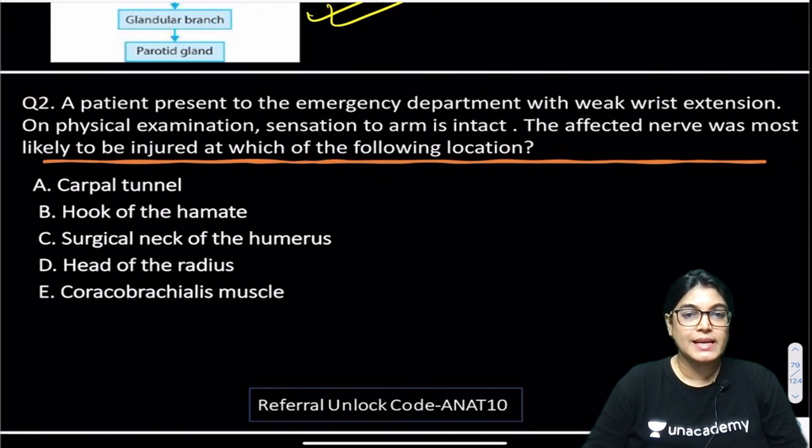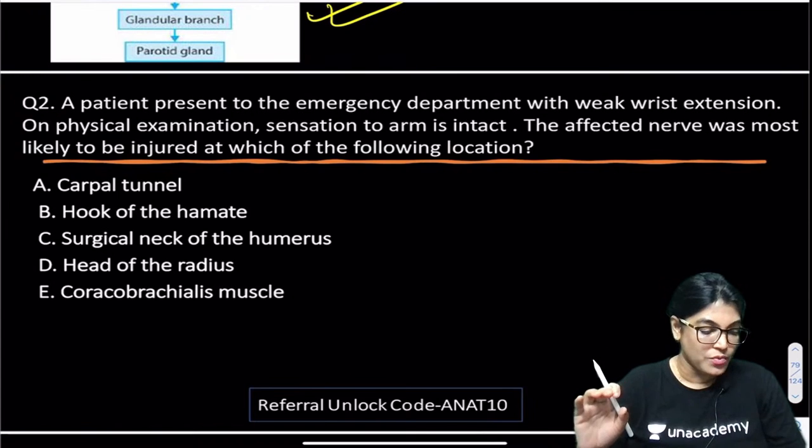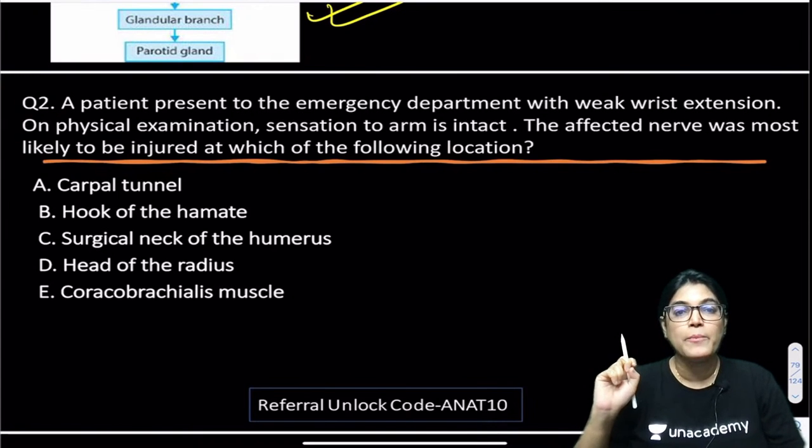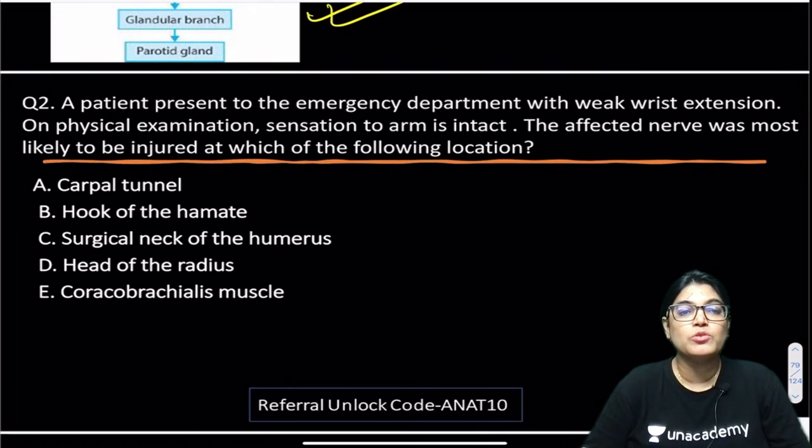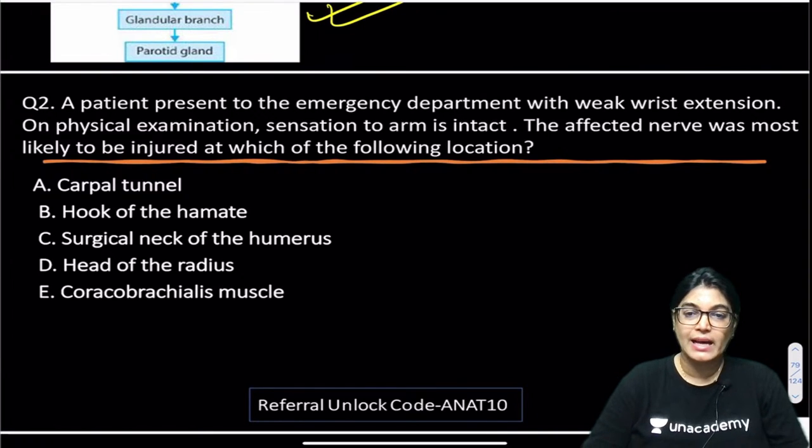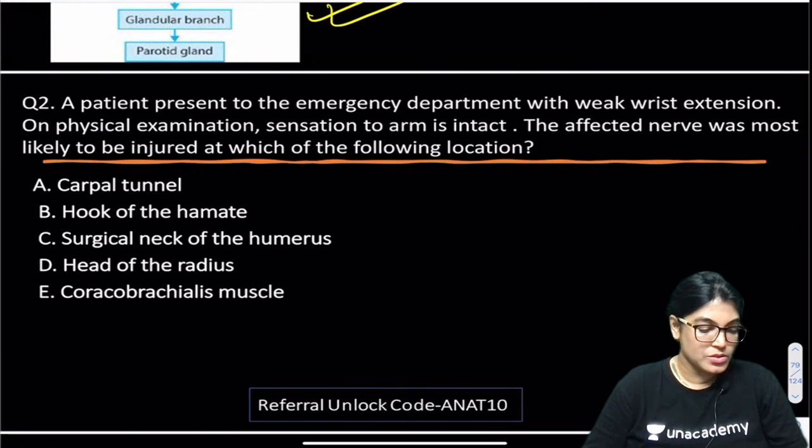A patient presents to the emergency department with weak wrist extension. On physical examination, sensation of the arm is intact. The affected nerve is most likely injured at which of the following locations: carpal tunnel, hook of hamate, surgical neck of humerus, head of radius, or coracobrachialis muscle? Question number 2. Mark your answer.